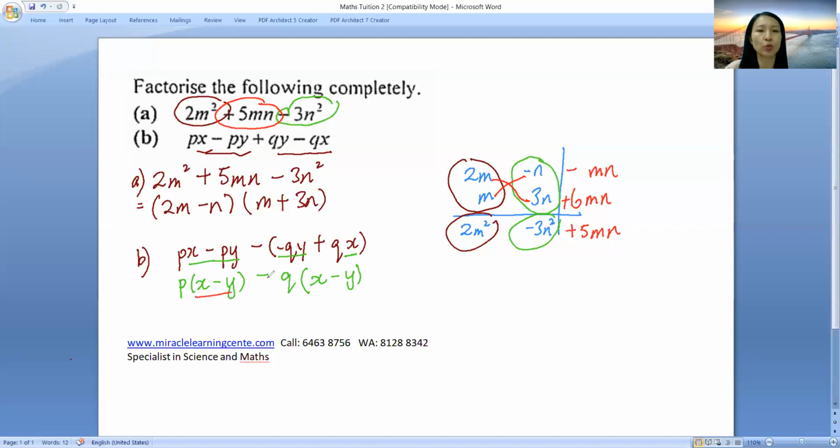You see, x minus y is common. So I take out x minus y. So what is left behind now? Left behind is p and q. So I'll put p minus q. So now I have factorized it completely.